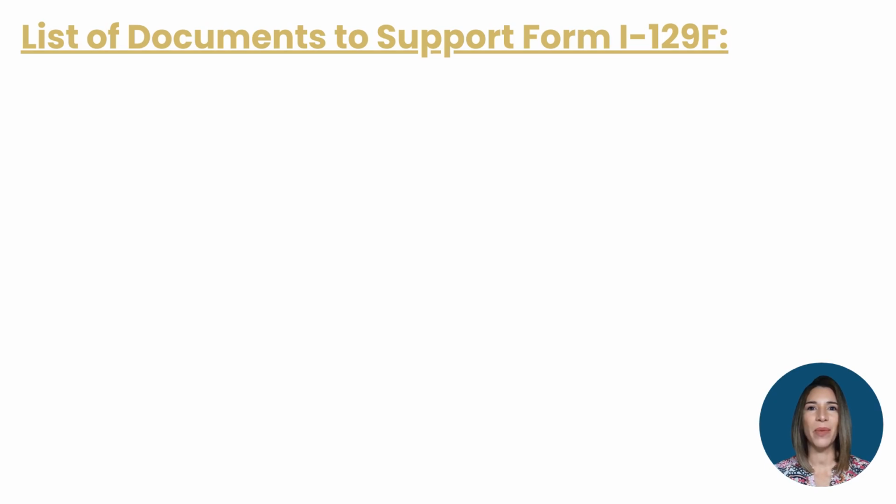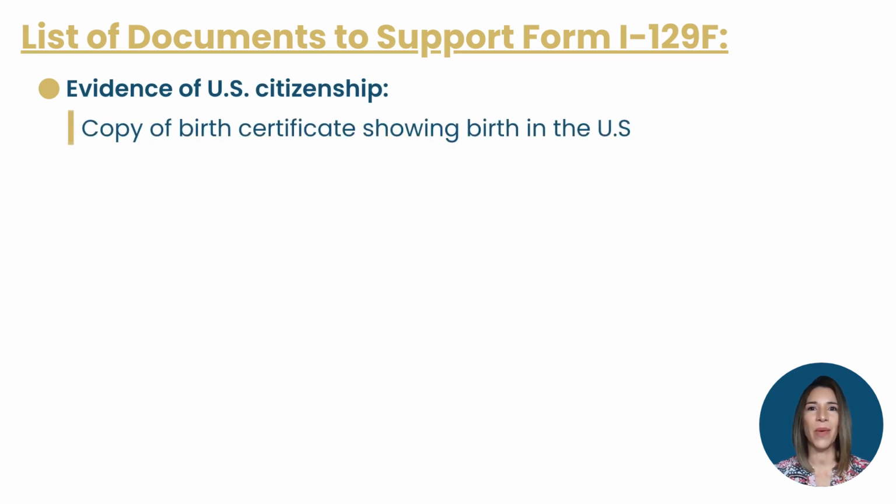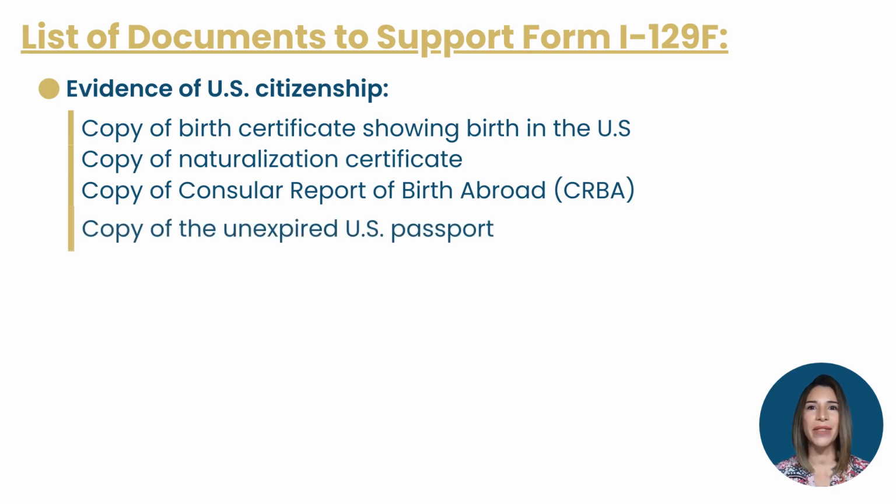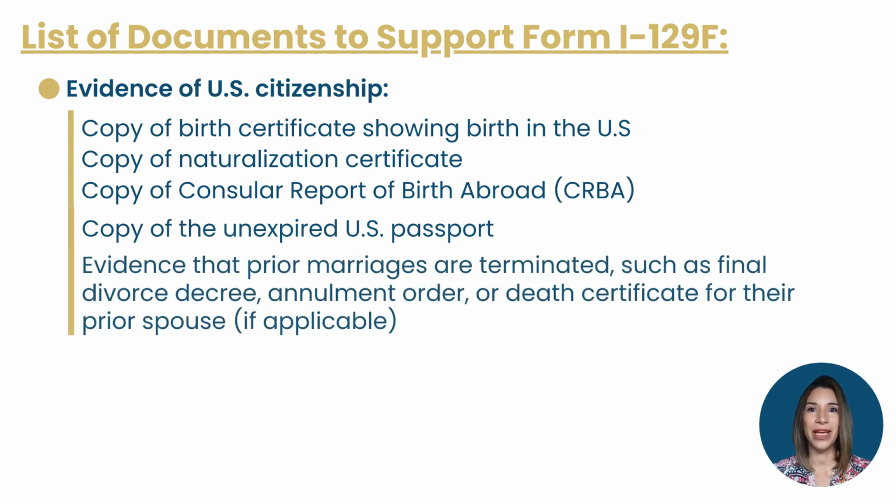List of documents to support Form I-129F: evidence of U.S. citizenship, copy of birth certificate showing birth in the U.S. or copy of naturalization certificate or copy of consular report of birth abroad, CRBA, or copy of the unexpired U.S. passport, evidence that prior marriages are terminated, such as final divorce decree, annulment order, or death certificate for their prior spouse, if applicable.